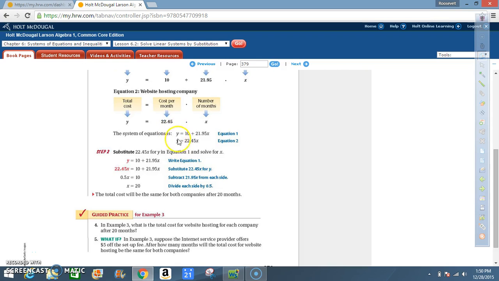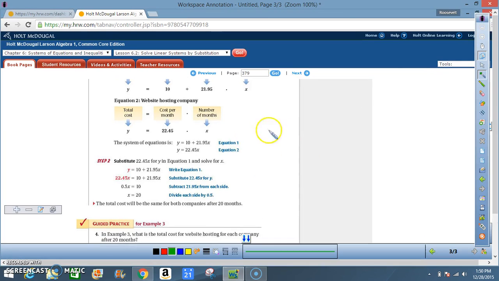Now notice that both of these equations are already solved for y. So it's like saying that y is equal to y. So you write this side here, and you write this side there. So if y is equal to y, what you're really saying is 10 plus 21.95x is equal to 22.45x.